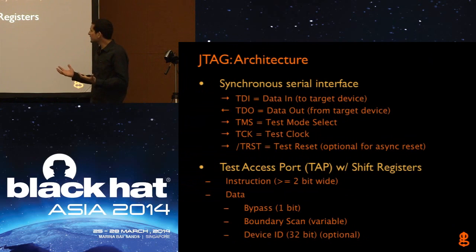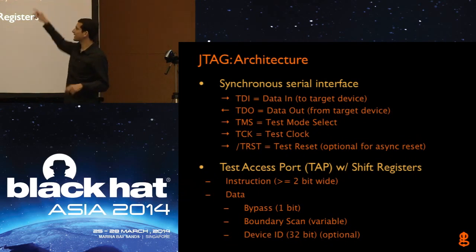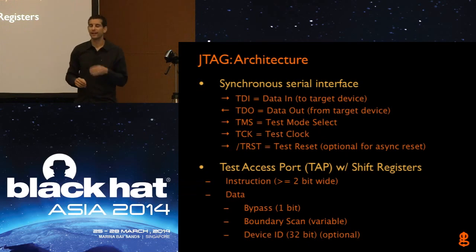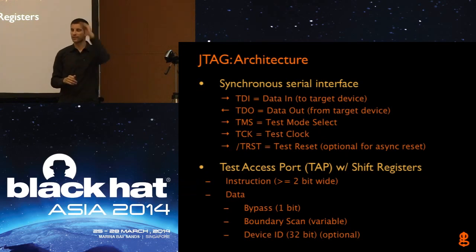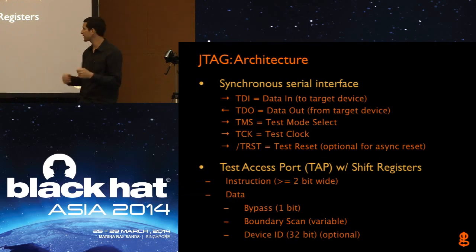So the architecture is basically a tiny little state machine that can execute instructions. It's sort of like a little CPU, and we're basically shifting data in and getting data out. So it's lots of shift registers. The interface is a synchronous serial interface, synchronous meaning that it requires an external clock. So there are 4 signals that are required: data in, data out, mode select, and clock. And the mode select is what we use to go through the different states of the state machine, and then we're just shifting data in and shifting data out.